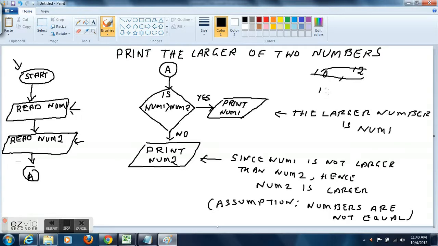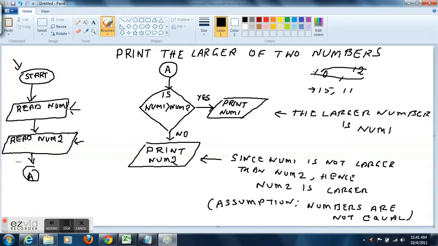Take another example. Say number 1 is 15 and number 2 is 11. So in this case, is number 1 greater than number 2? And it is yes. So that means number 1 is the larger. So I will be printing number 1. So whether number 1 is greater than number 2 or number 1 is less than number 2, this condition will make sure that only the larger of these two numbers is printed. So if number 1 is greater than number 2, print number 1. If number 1 is not greater than number 2, print number 2.